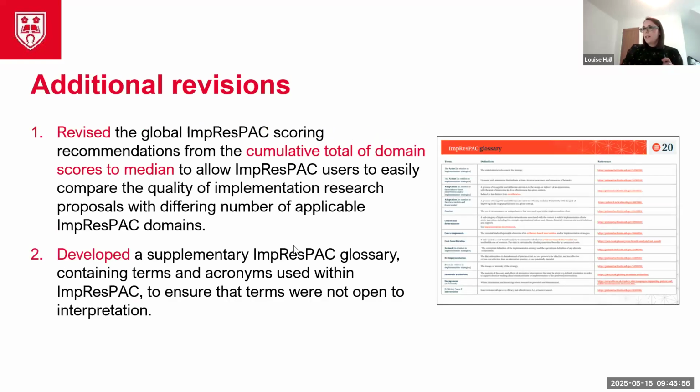We also made an additional revision in terms of how the global ImpResPAC score was calculated. So originally we recommended that it was calculated using the cumulative total of domain scores, and then this was changed to calculate the median, and this was just to allow users of ImpResPAC to easily compare the quality of two implementation research proposals with differing number of applicable domain items.